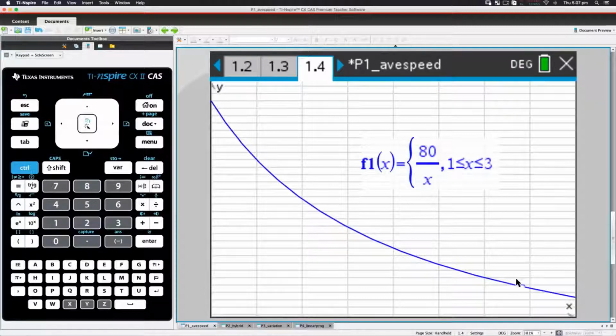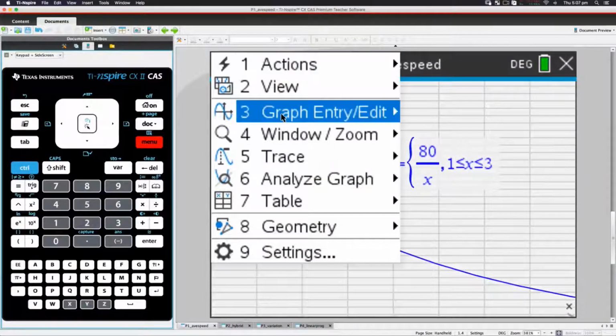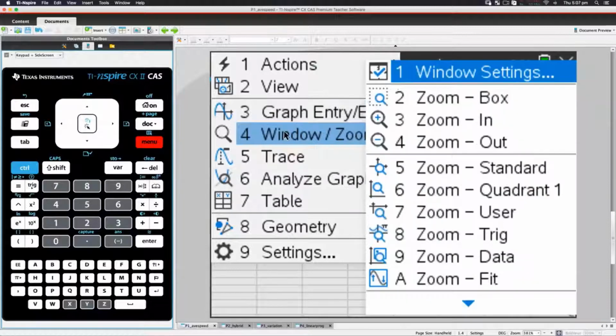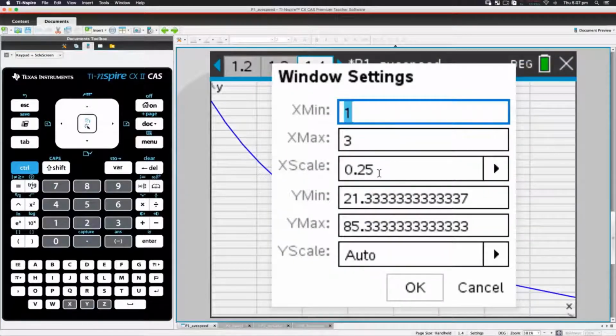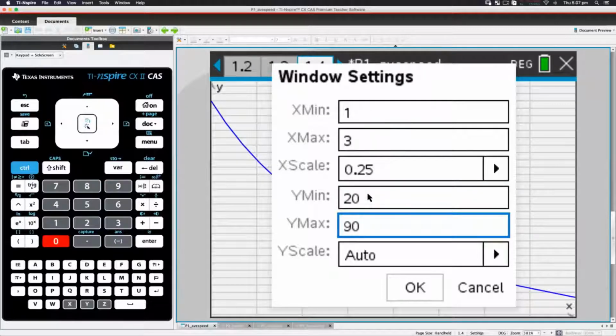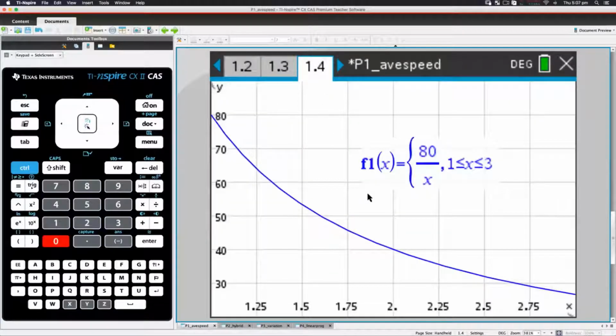Now, I did a couple of other things which I probably should mention. In order to get a nice view of it, I've changed some of these boundaries. So that bit's okay with the quarter. I'm just going to round this off and make it, say, 20 to 90. And I'm going to put in here just markings of 10. Okay, so now we've got a nice view of the graph.